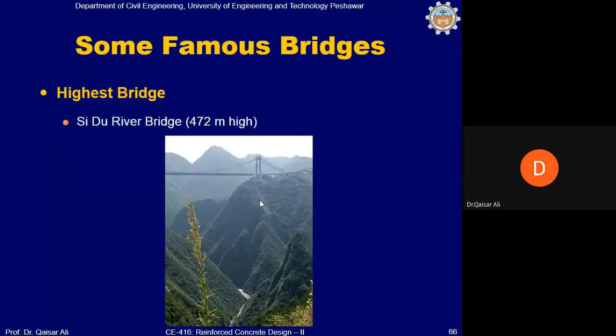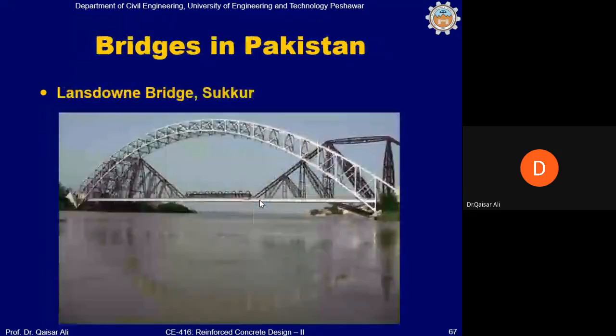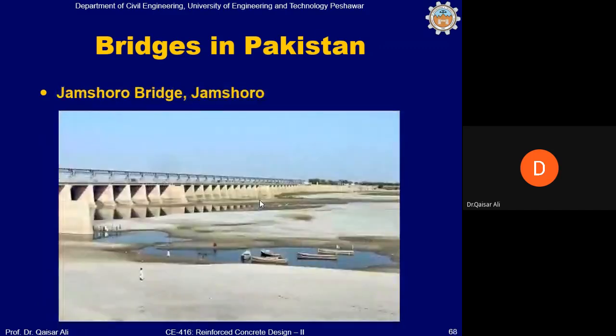This is the highest bridge in the world, Siduhe River Bridge, 472 meters high. This is the Lansdowne Bridge in Sukkur, a very typical example of arch bridges. Jamshoro Bridge, typical example.